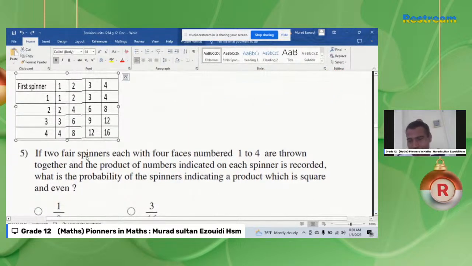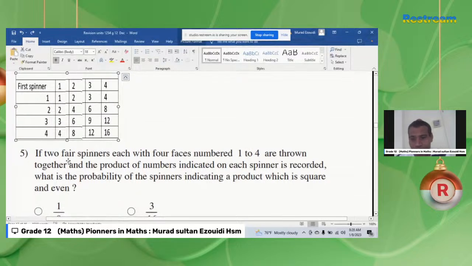Okay, if two fair spinners each with 4 faces numbered 1 to 4, this is the first, let's say, spinner 1, 2, 3, 4, and this one is the second one, also 1, 2, 3, and 4. I'm going to multiply each number that appears in the first spinner and each number that will appear in the second spinner. Means 1 multiplied by 1 is 1, 1 multiplied by 2 is 2, 1 multiplied by 3 is 3, 1 multiplied by 4 is 4, and so on.